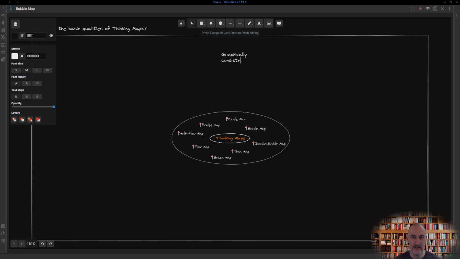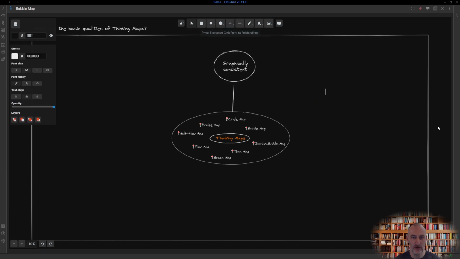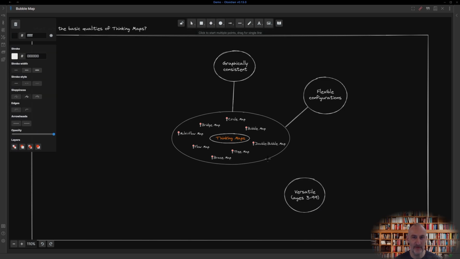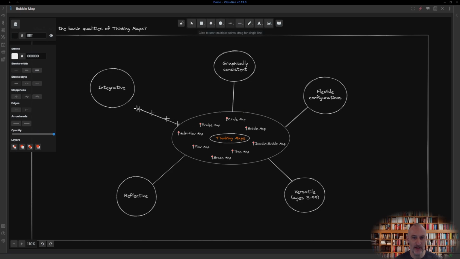Thinking maps are graphically consistent, meaning they use a combination of circles, rectangles, and lines that form a consistent visual grammar. They are also flexible, like in this case, when I used the circle map from the previous video as the central idea here. They are very versatile. You can keep your maps simple or use the thinking maps to describe very advanced concepts. Each map is framed around a reflective question and offers a means to share your thinking with others. And they are integrative. They can be used across knowledge domains for interdisciplinary knowledge discovery and problem solving.